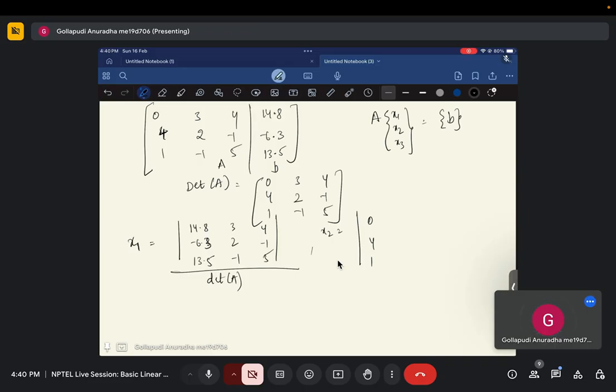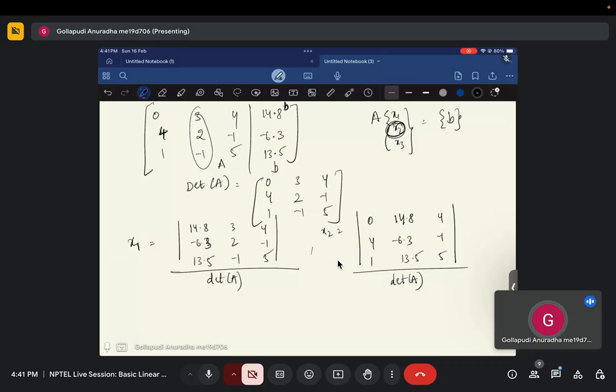then if you want x2, the second component, you will replace the second column with the b vector, the b column, and then you'll get it. If you solve it, you will get it. So I'm replacing the second column, and then again the determinant of A. So the determinant of A is in the denominator. It has to exist. It should not be 0.